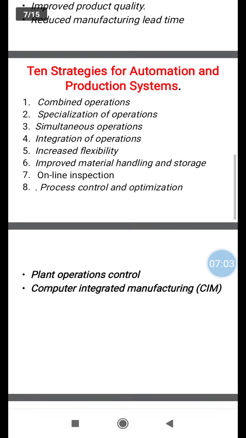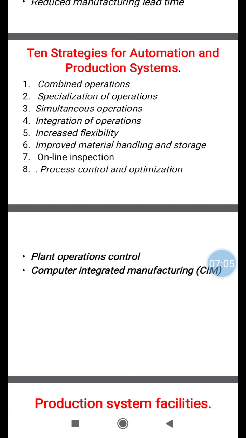Next one, plant operation control. See, this is the total plant controlling as compared to the previous one, process control. In process control, we control only the process, but here it is the total plant operations. What are the operations we are carrying out in our plant? Total operations can be controlled with the automation technology.